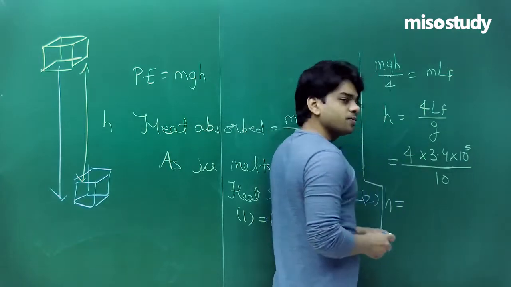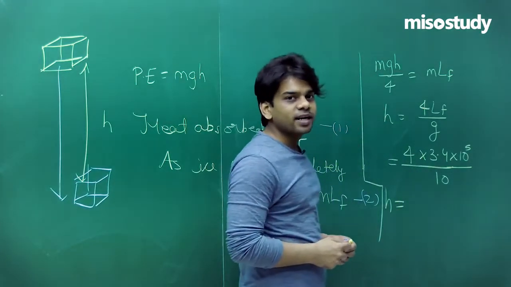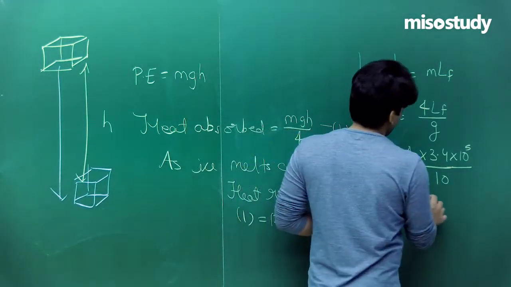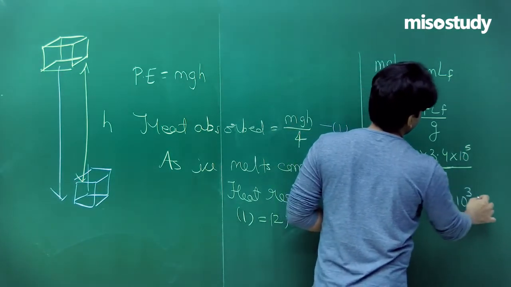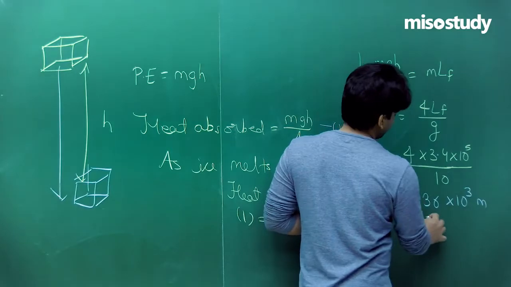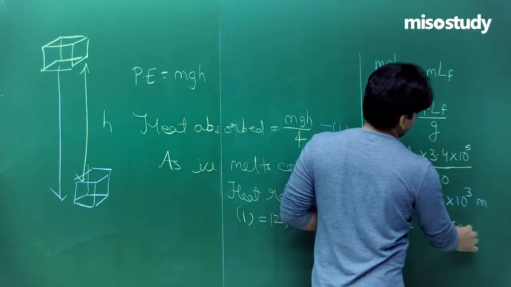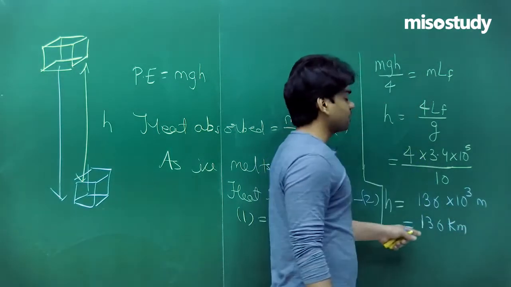34 into 4 is nearly 136. So 136 with 10 to the power 4 becomes 10 to the power 3 meters. This can be written as 136 kilometers. Clearly, the answer will be 136 kilometers.